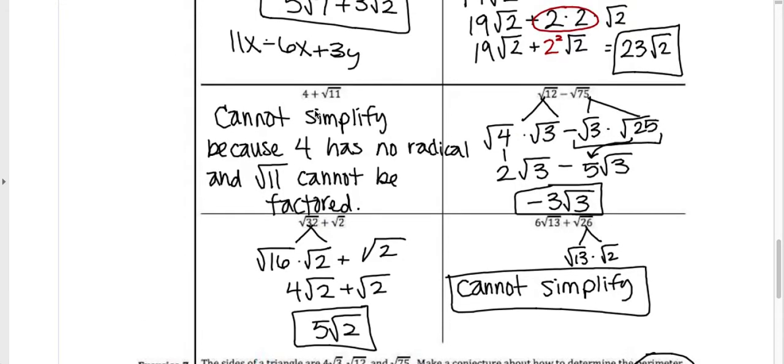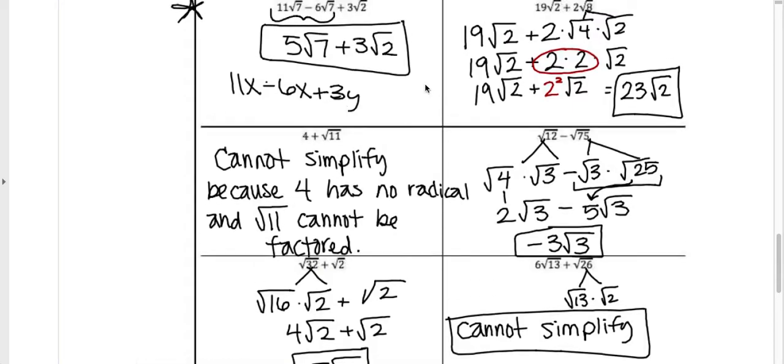The next one, we noticed 4 plus root 11. We can't really simplify that anymore because the 4 doesn't have a radical with it. The 11 can't be factored out like these ones were because it's prime. So that just kind of stays the way it is. It's already as simplified as it's going to get.